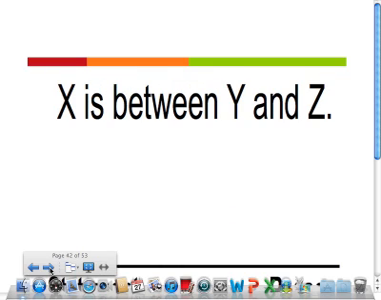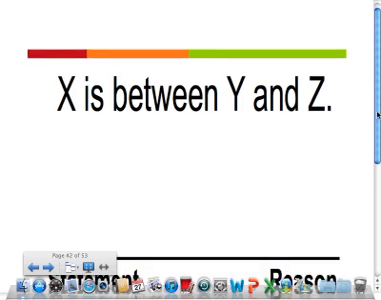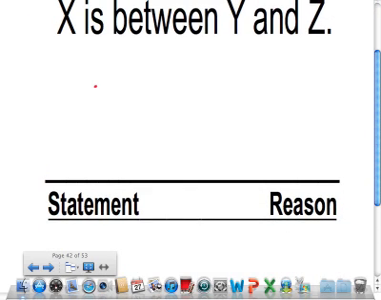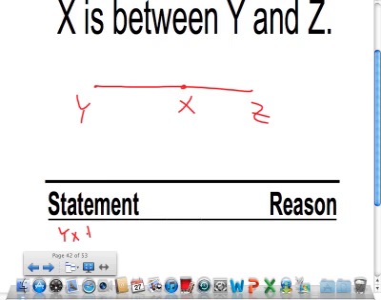It says X is between Y and Z. Okay, X is between Y and Z. Y, Z, X is between them. Okay, statement, and this is, again, what am I going to use? I'm going to use segment addition. YX plus XZ equals YZ, segment addition postulate. Okay, so again, just kind of getting your feet wet with this idea of proving something.